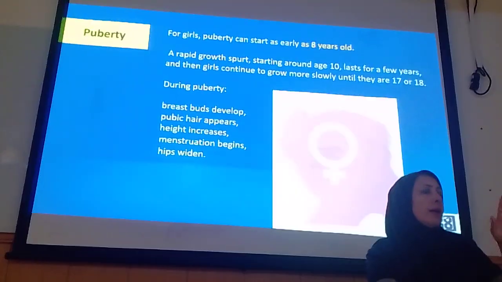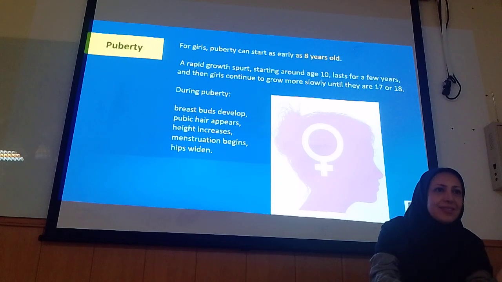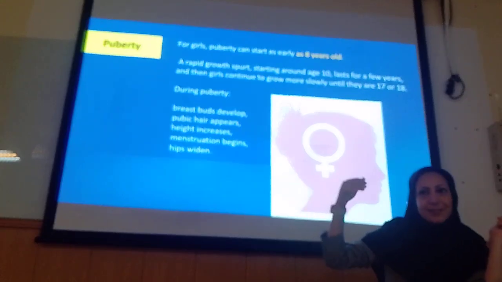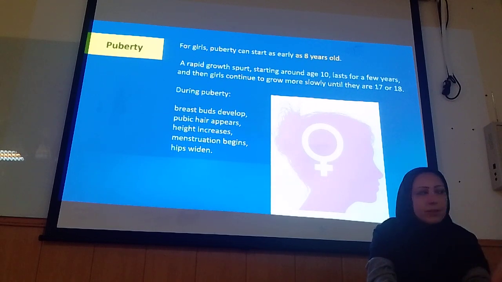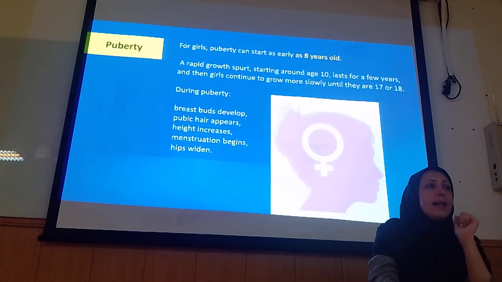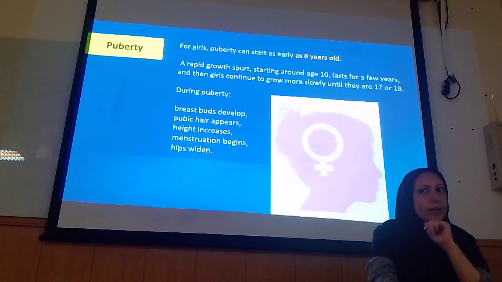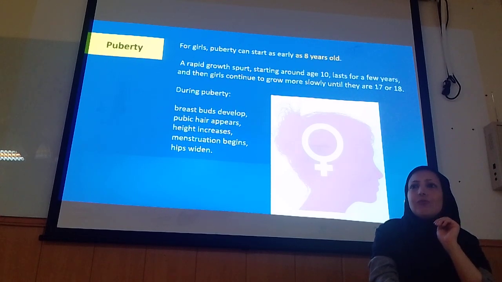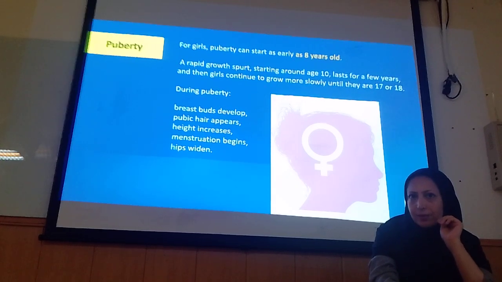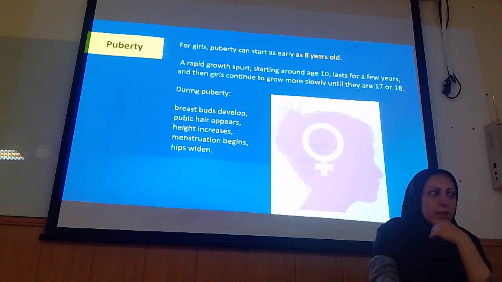And what is puberty? For girls, puberty starts at 8 years. Before that it is not okay, and after the time that I tell you, it is not okay either. Puberty is a rapid growth spurt, starting around age 10, that lasts for a few years, and then girls continue to grow more slowly until they are 17 or 18. It means that puberty for girls ends at 17 or 18 years old. During this time, breast development, pubic hair appearance, height increases, menstruation begins, and hips widen.